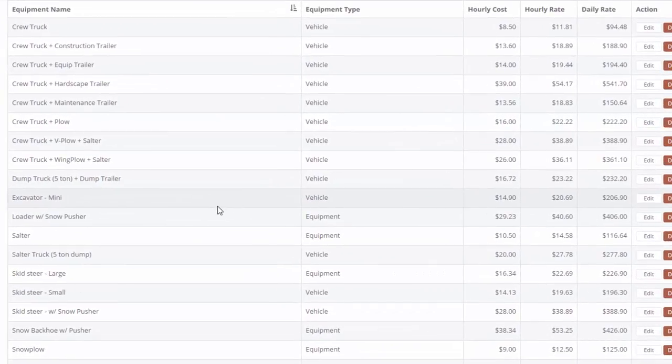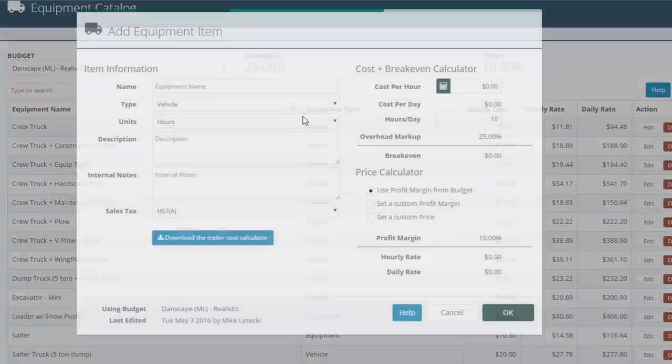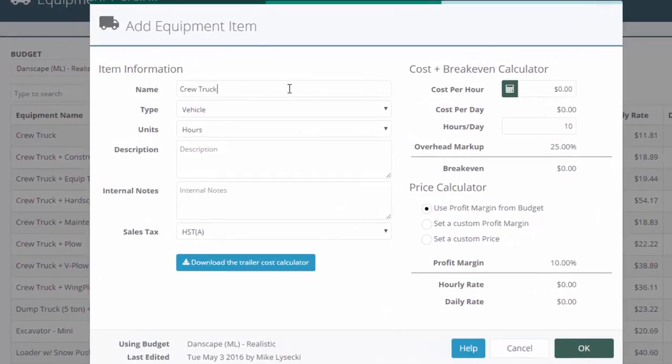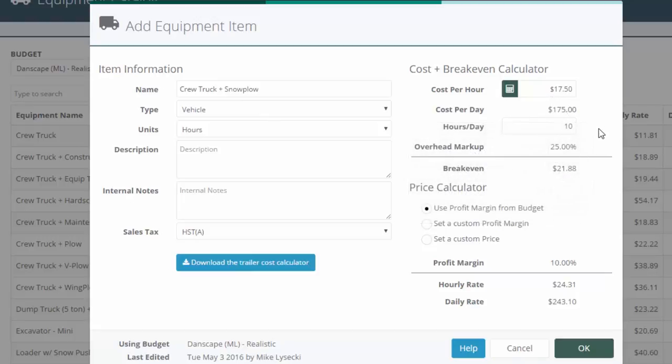Let's look at it as an example for just a plow and a truck, no salter. Well, my truck is $8.50 and my snow plow is $9 per hour. So I'm going to create a new item that says crew truck and snow plow. $8.50 plus $9 is $17.50 an hour. And now I've got one equipment item that includes the truck and the snowplow rolled into one nice neat cost. I worked them out separately because there's very different billable hours, but then I've come back around and put them together for a crew truck and a snowplow.